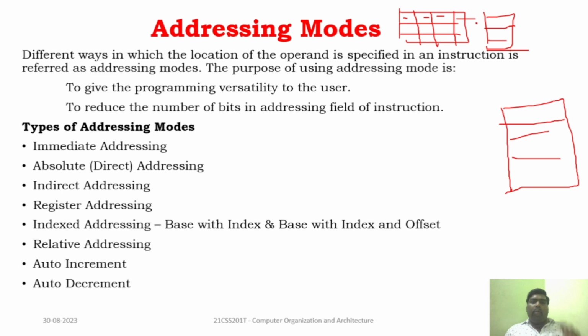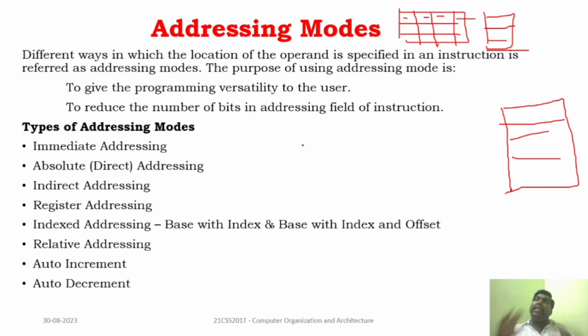Why are we going to use addressing modes? Because only when you understand the rules of addressing modes can the programmer understand how to give the instruction, how the computer will fetch the data, and how it will execute the instruction. Everything depends upon the addressing mode. It is also used to reduce the number of bits in the addressing field. The main advantage is that it provides versatility to the user, and it reduces the number of bits in the addressing field.